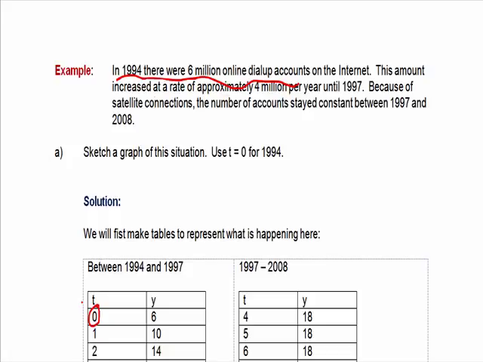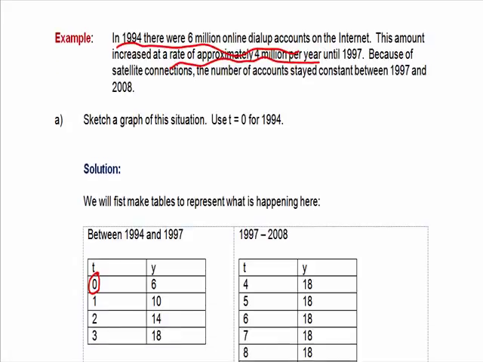Now what we know is this amount is increasing at a rate of approximately 4 million per year. So when we get to the next year, year 1, we're going to have 4 more million, so that's 10. Year 2 would be 14, and year 3 would be 18. And that says until 1997. Remember, this was 1994. So this is 5, 6, there's 1997. So that's the first part of the table.